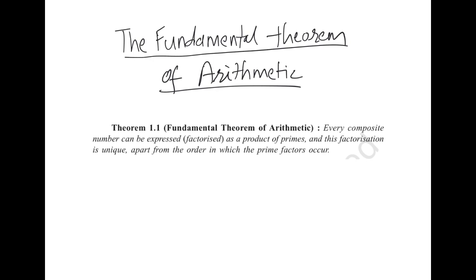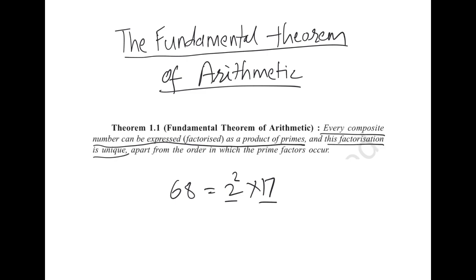So as we saw, right, 68 can be written as 2 square into 17, which is a product of primes. Every composite number can be expressed as product of primes. The second part it says is that this factorization is unique apart from the order in which the prime factors occur. So we can write it as 17 into 2 raised to 2 also. But apart from this order of the prime numbers, this factorization is unique, which means 68 cannot be expressed in any other way.